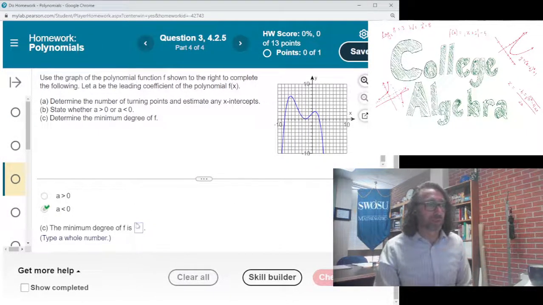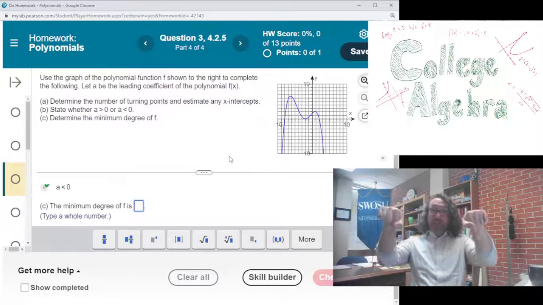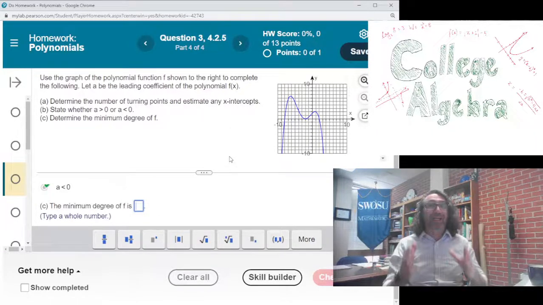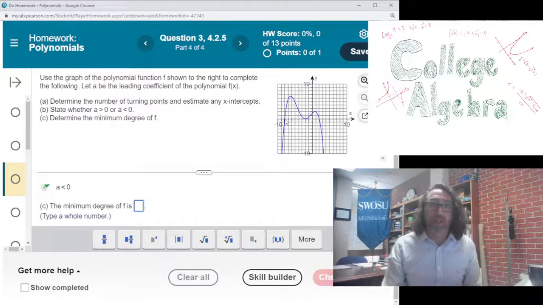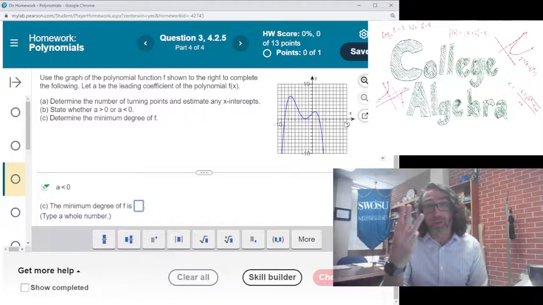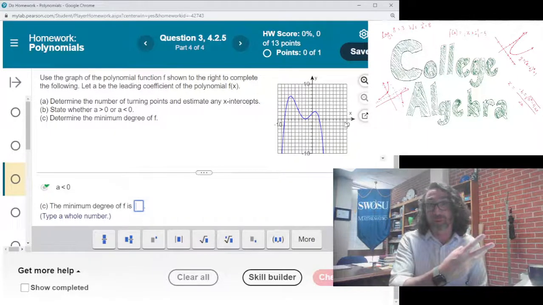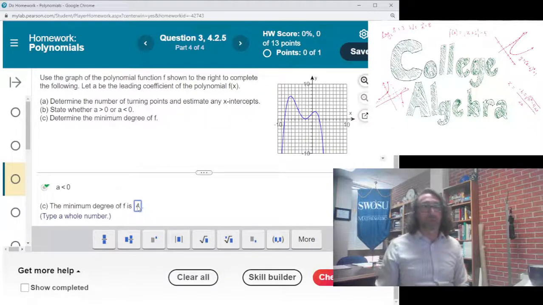And this here says determine the minimum degree. Now we know based on the end behavior that our polynomial has even degree. But let's think about this here. If I had a quadratic polynomial, I have a maximum of 2 x-intercepts. So this cannot be a quadratic polynomial because it's got 3. Now it can't be a degree 3 polynomial because we just said the degree has to be even. Okay? So the minimum degree has to be 4. Okay?